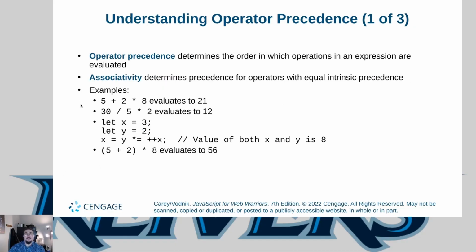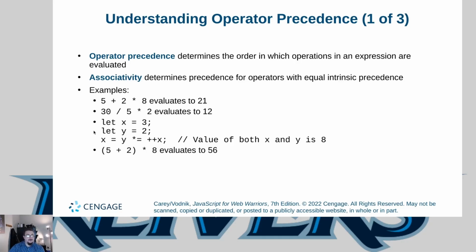Operator precedence is simple PEMDAS, which you should remember from elementary and middle school math. Associativity determines precedence with equal intrinsic precedence. So for example here, 5 plus 2 times 8, PEMDAS means that multiplication happens first, so 2 times 8 is 16, plus 5. In this case, precedence for equal intrinsic means that whatever is first happens first. So 30 divided by 5 is 6, and then 6 times 2 is 12, as opposed to multiplying 5 times 2 to be 10 and dividing that by 30. If you wanted that, you would have to put 5 times 2 into parentheses.